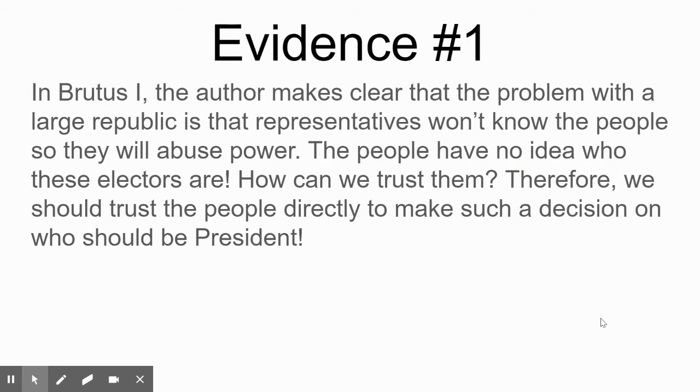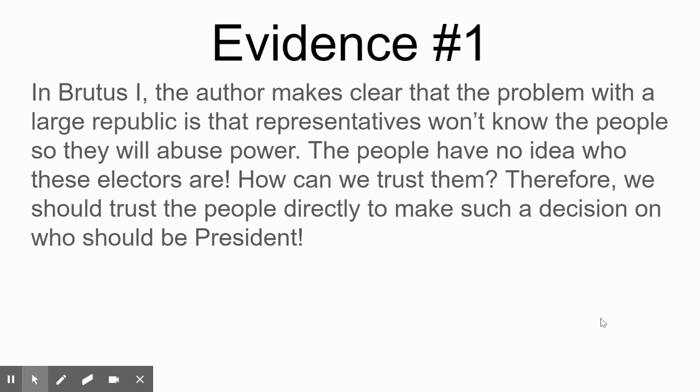In Brutus 1, the author makes clear that the problem with a large republic is that representatives won't know the people, so they will abuse power. The people have no idea who these electors are. How can we trust them? Therefore, we should trust the people directly to make such a decision on who should be president. So I'm using Brutus's argument to buttress my idea that these electors are just like random people. We don't even know who they are, and they don't know us. We don't know them. So therefore, how can we trust them?